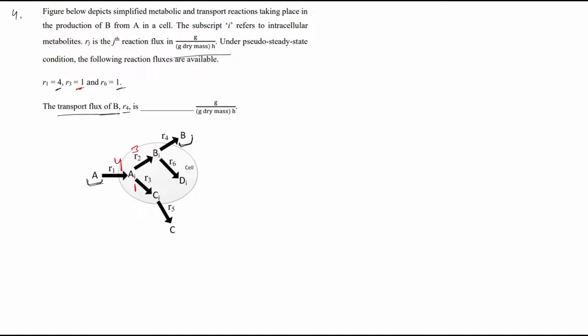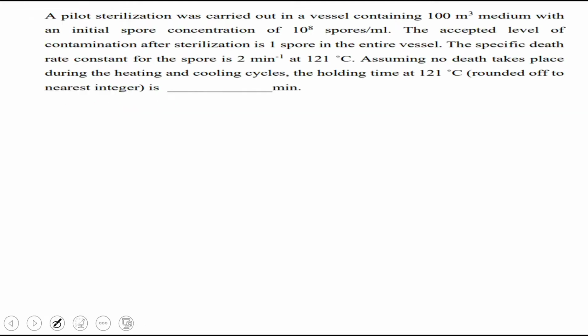Next, up to B_i it is 3, right? And at this point, it is again bifurcating into R4 and R6. And the R6 value is given as 1. So what will be R4? R4 will be 3 minus 1, which will be equal to 2. So the question is asking only this, the value of R4, which is equal to 2. I hope it is clear. This is the answer. Now we will see the next question.